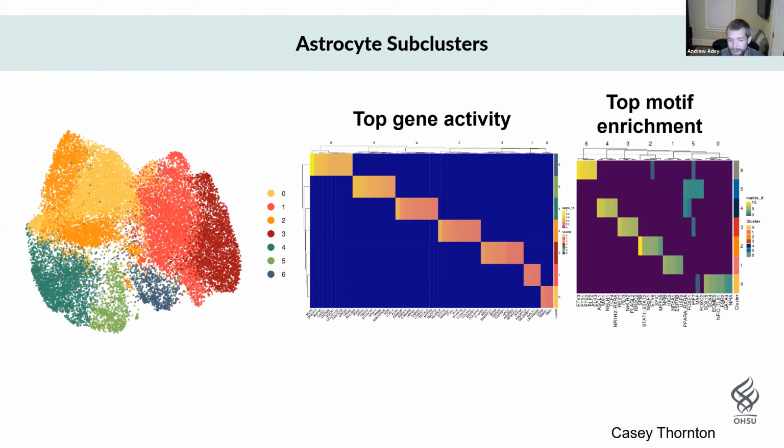There's a fair amount of inter-individual heterogeneity. So we did perform inter-individual batch effect correction. And we're able to identify some major cell type groupings within astrocytes and identify major genes associated with those, some of which are known, and some of which are, I think, novel hits that we identified, which is pretty exciting.